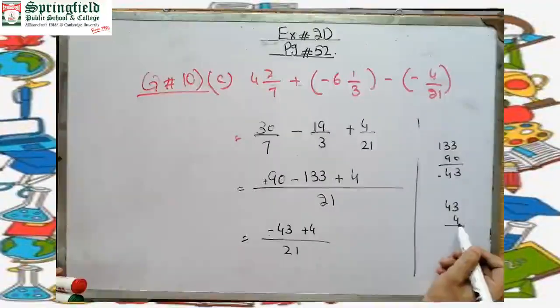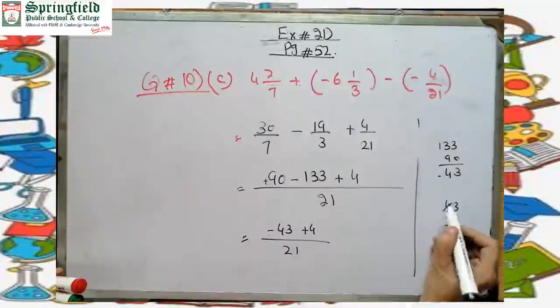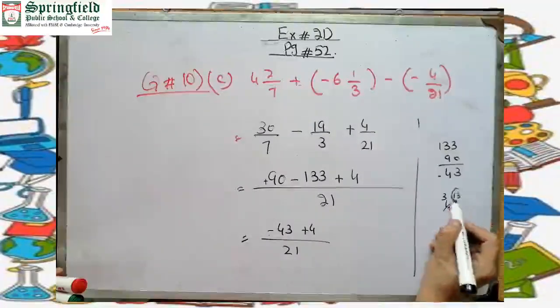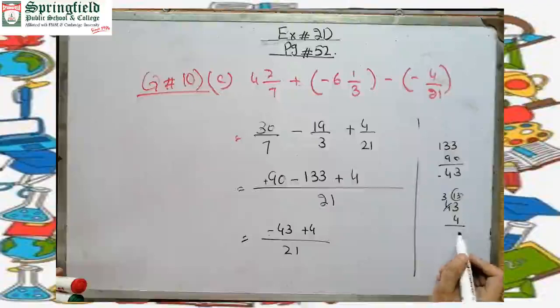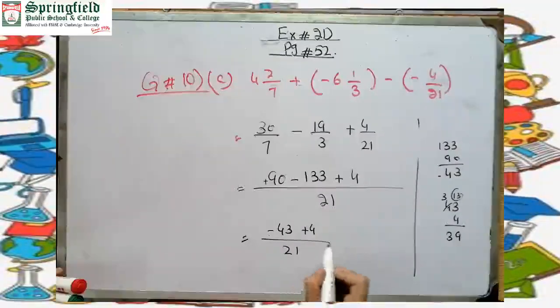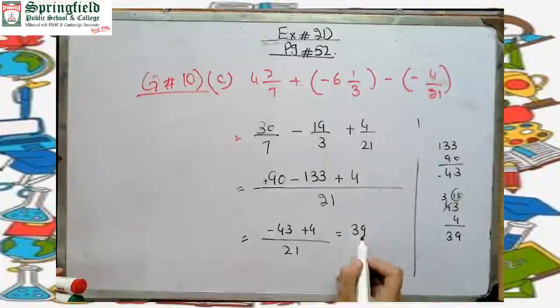We can't subtract 4 from 3, so we will carry from here. It will become 3 and it will become 13. 13 minus 4 is 9, and 3. 39, and the sign will be negative because the greater value has the negative sign. Divided by 21.